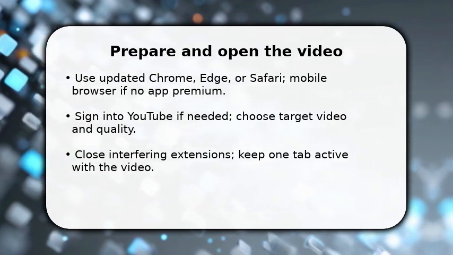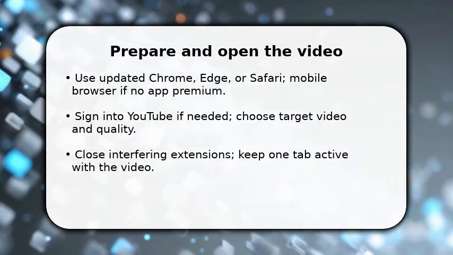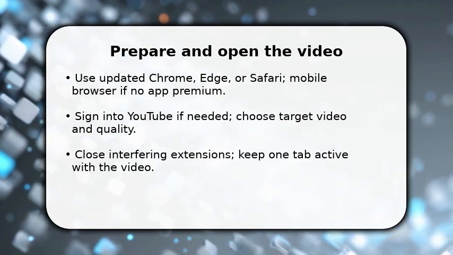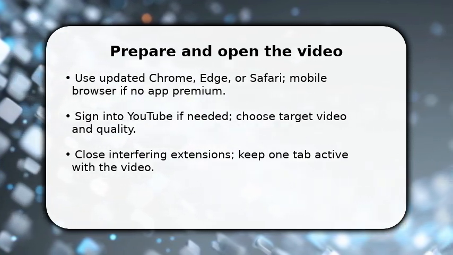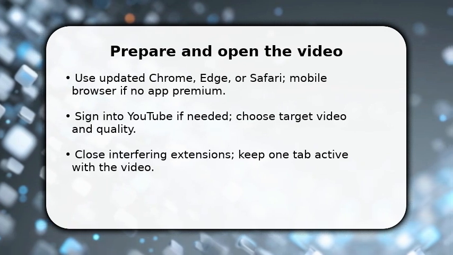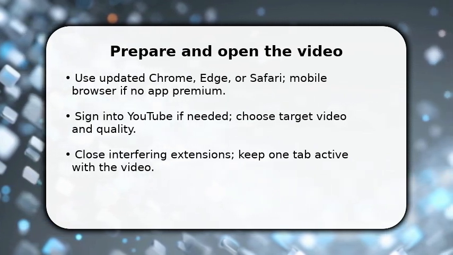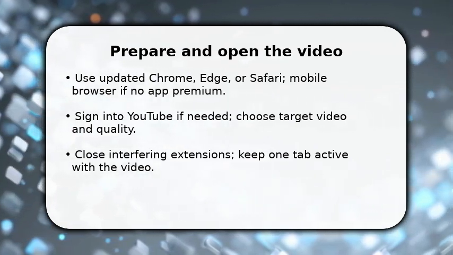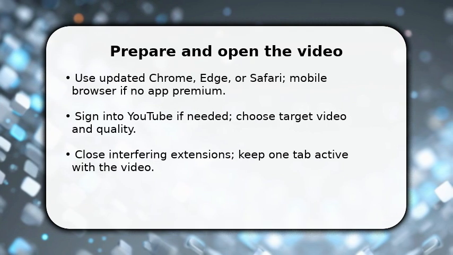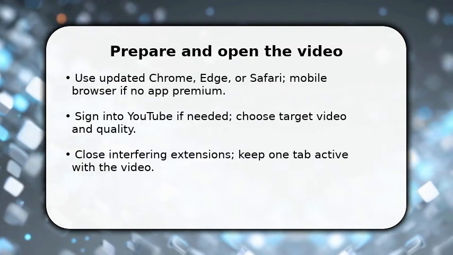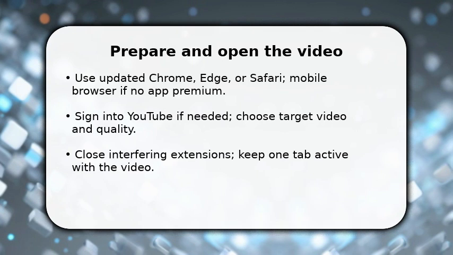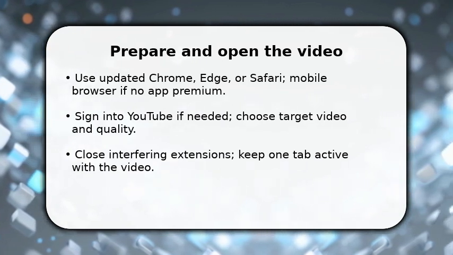Open the YouTube video you want and sign in if necessary, because playback preferences can depend on your account. Once done, pause any extensions that modify video controls so they do not block the context menu. You do this to reduce interference and ensure the PiP option appears reliably. Now keep the video tab selected and ready for the next interaction.